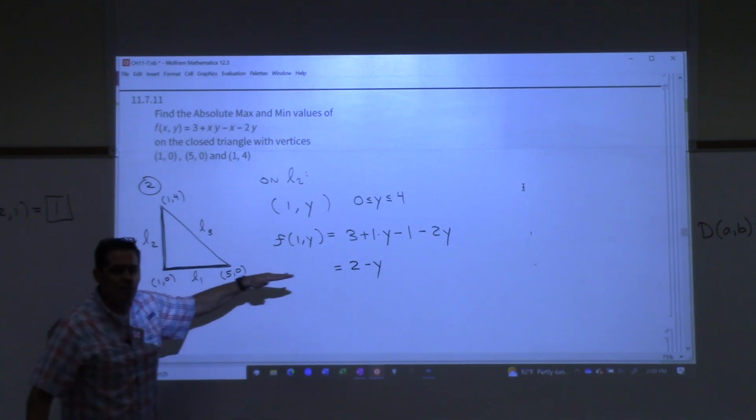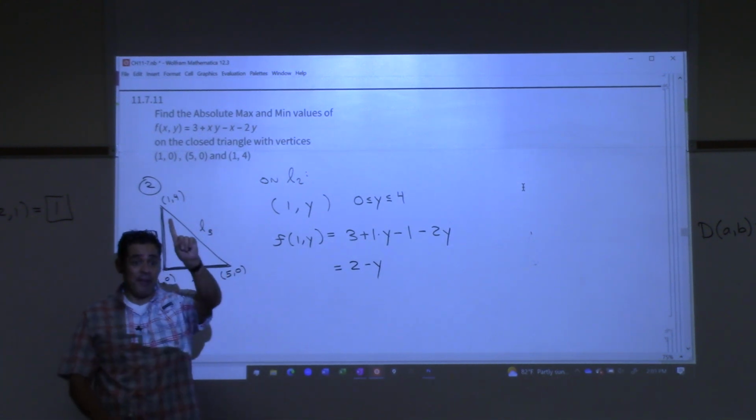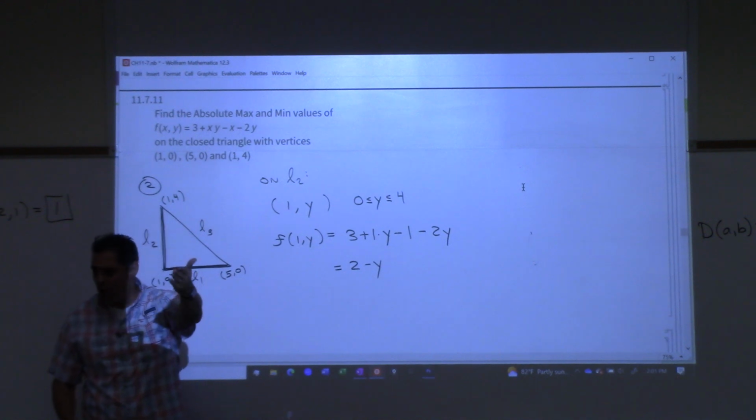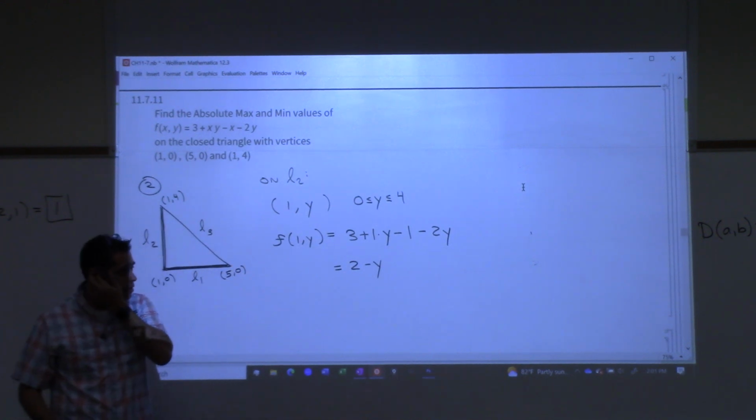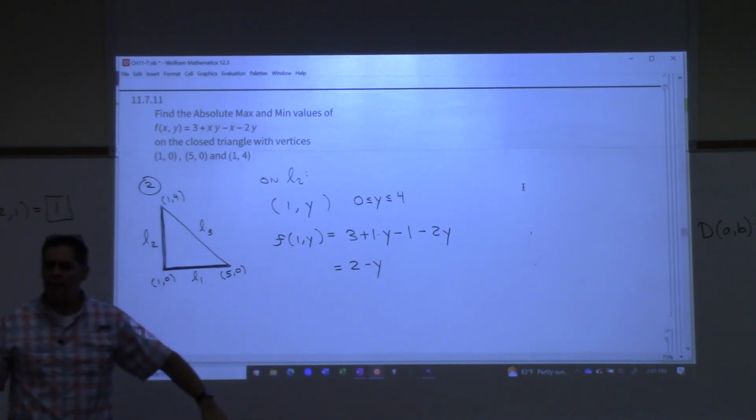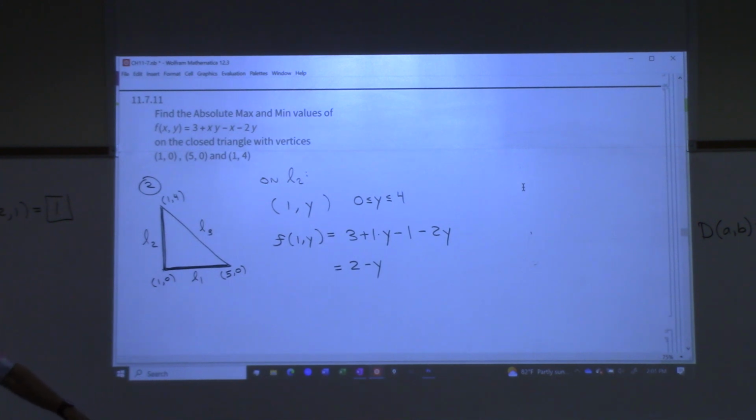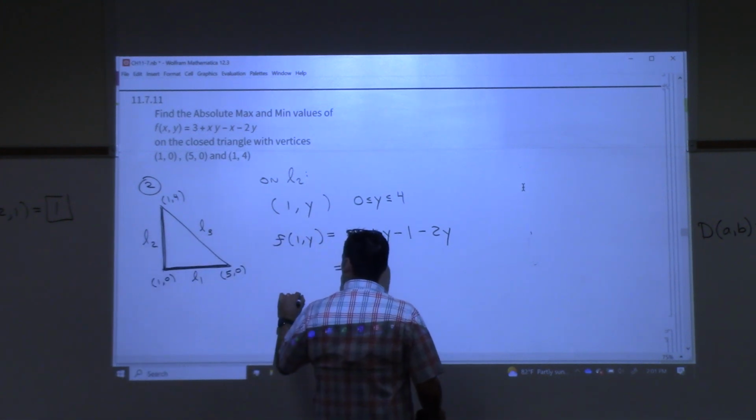This is a linear function, right? This is a linear function, but it is a function of a single variable. The variable is y, but it's still a single variable. And since it's linear, I'm not going to do the derivative this time. Do you all agree that I can just check the endpoints? Okay, so let's just check the endpoints. I'm going to write it down though.